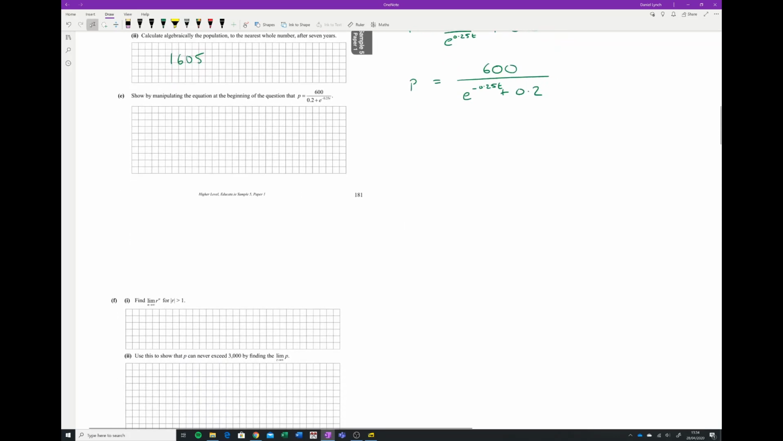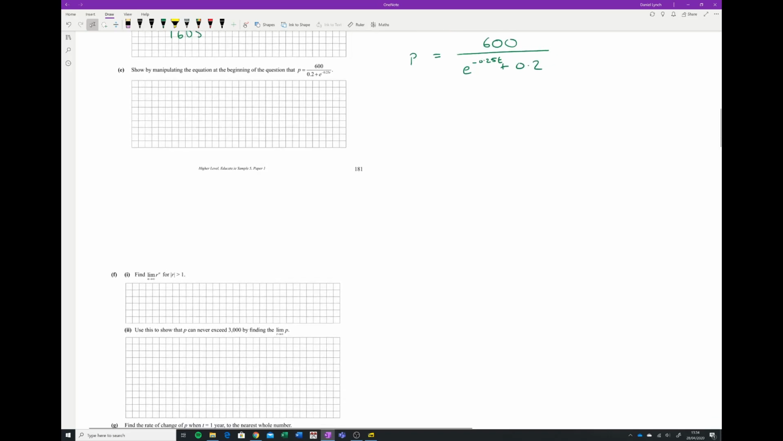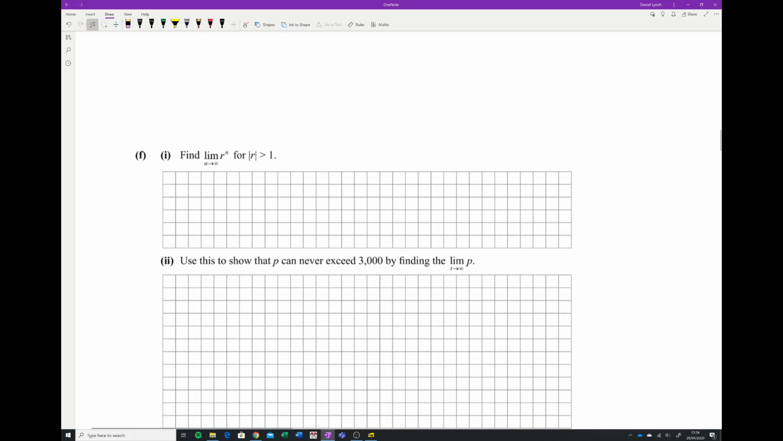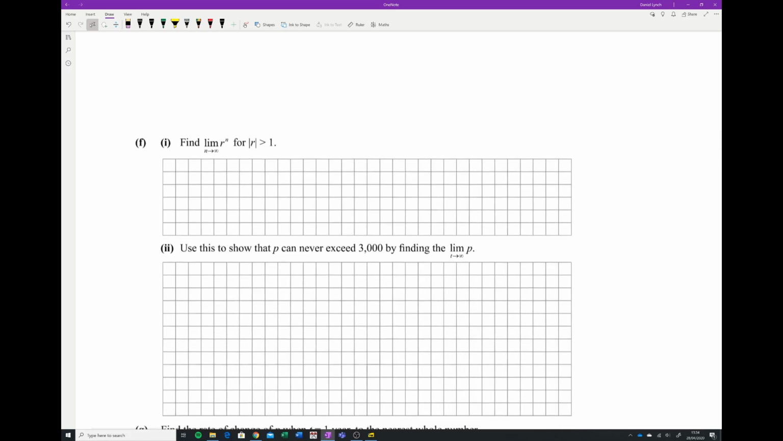All right. There's even more stuff here. So this is to do with limits. It's quite a long question, with F parts, G parts, and all the rest of it. You can see here they've also managed to ask lots of different types of questions.